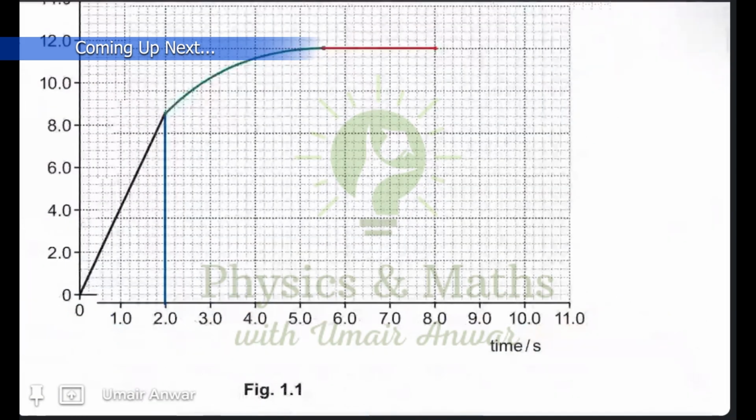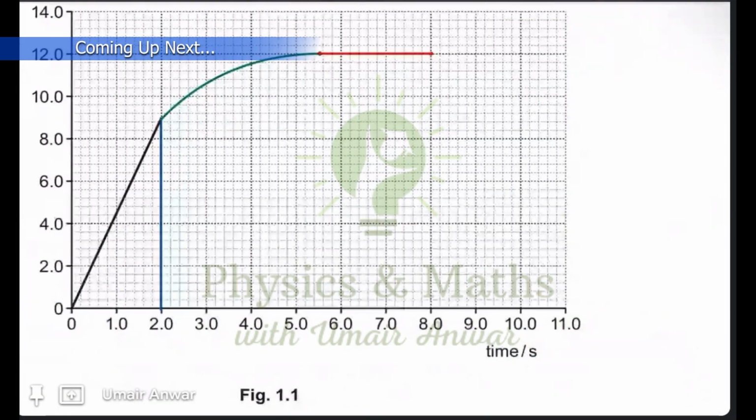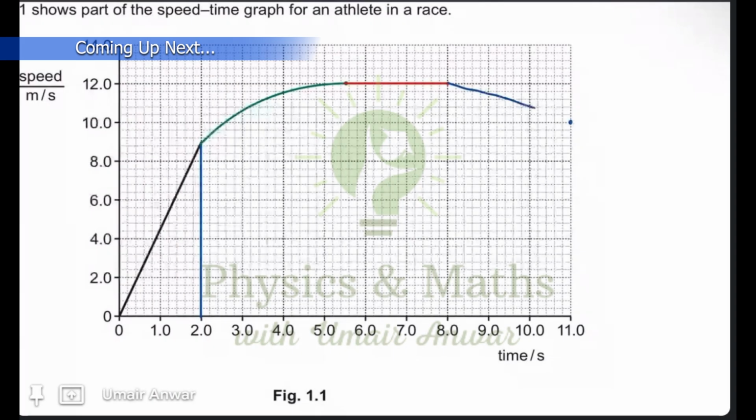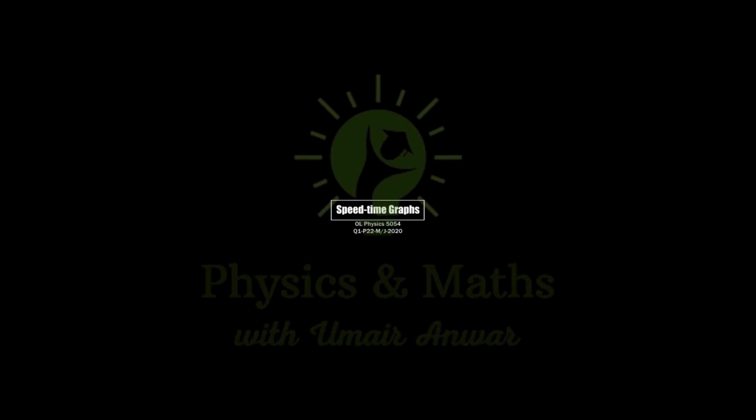From 8 to 11 seconds, we have to show the deceleration. And deceleration is to be shown in such a way that the final speed, the ending speed, would be 10 meters per second. So I'm connecting it with a straight line. If you connect it with a curve, then still it is going to be the correct answer for this question.